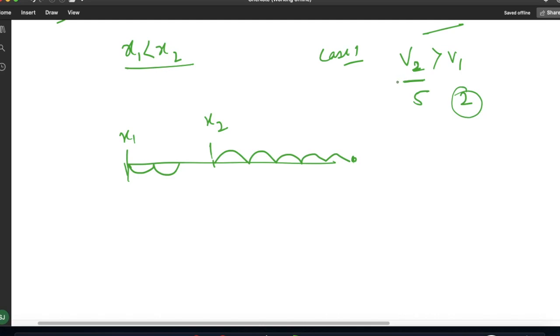For this scenario they will never meet. x2 will always be ahead of x1 whenever v2 is greater than v1. So you can see here they will never meet. This is the first iteration.